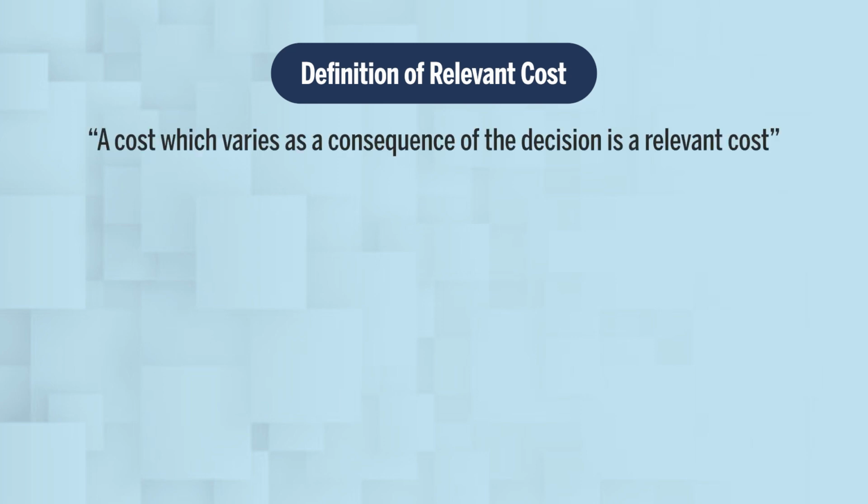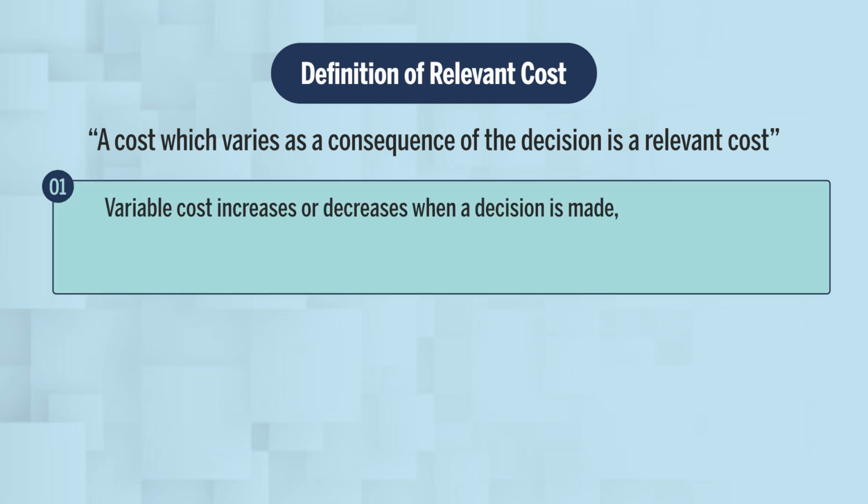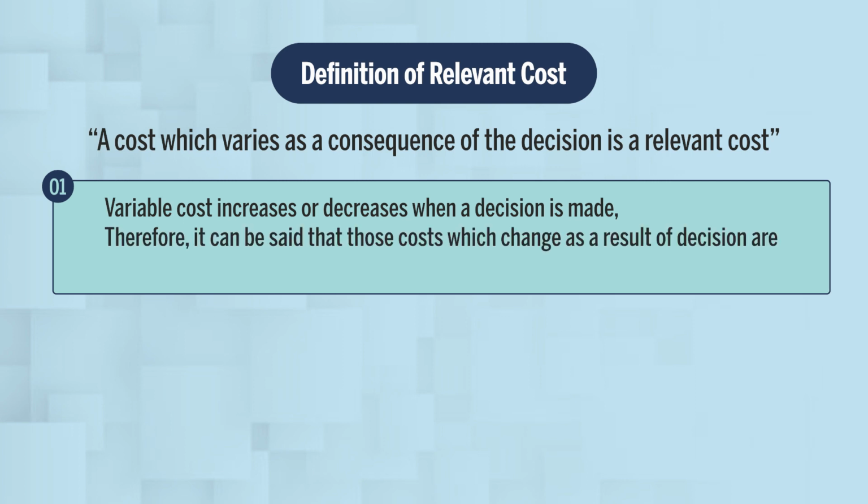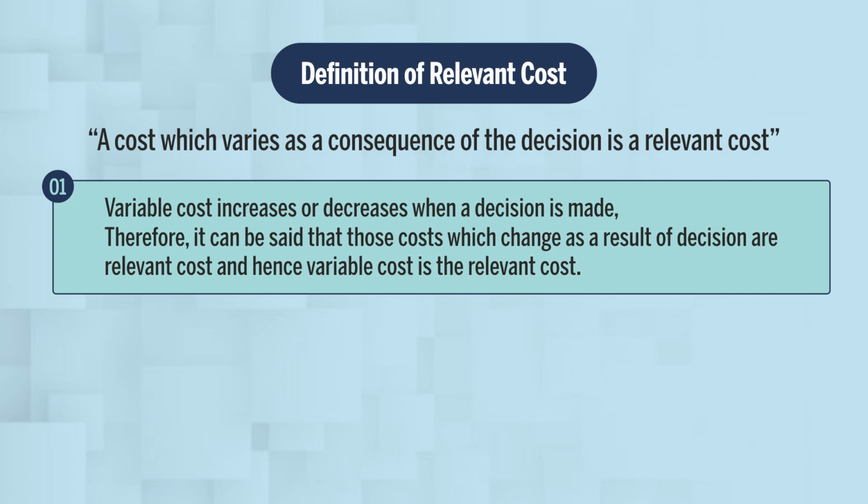Let us discuss the first definition of relevant cost. Relevant cost means what? A cost which varies as a consequence of the decision is a relevant cost. For example, variable cost increases or decreases when a decision is made. Therefore, it can be said that those costs which change as a result of a decision are relevant costs, and hence variable cost is the relevant cost.